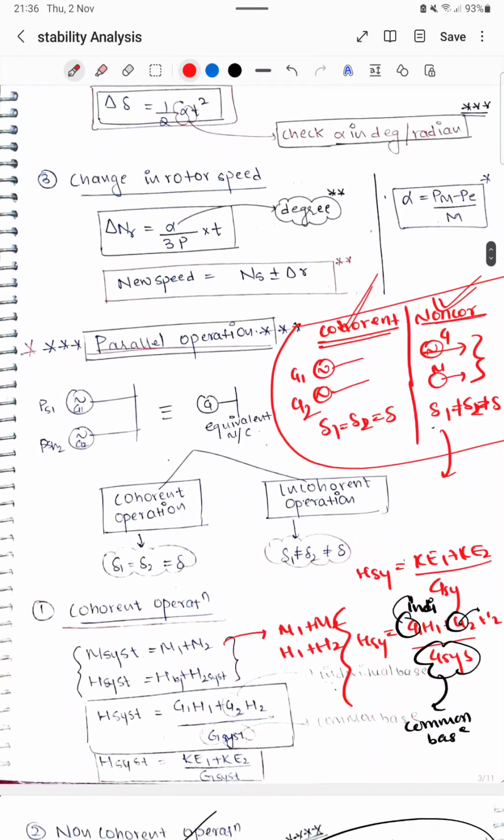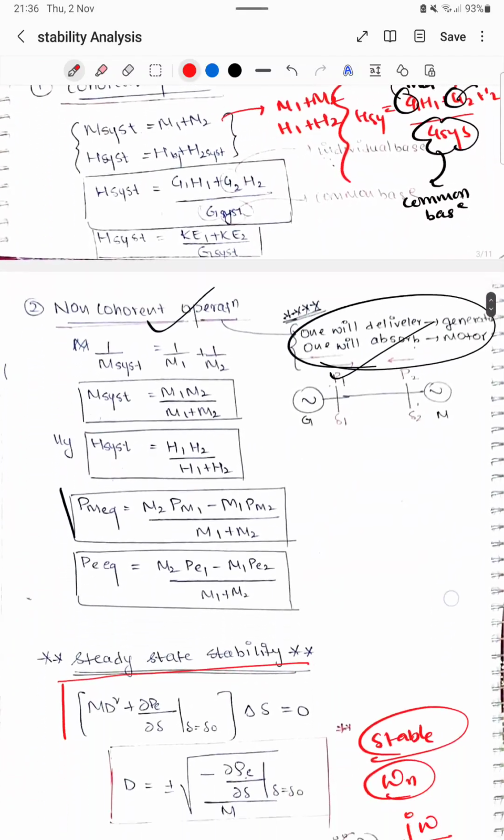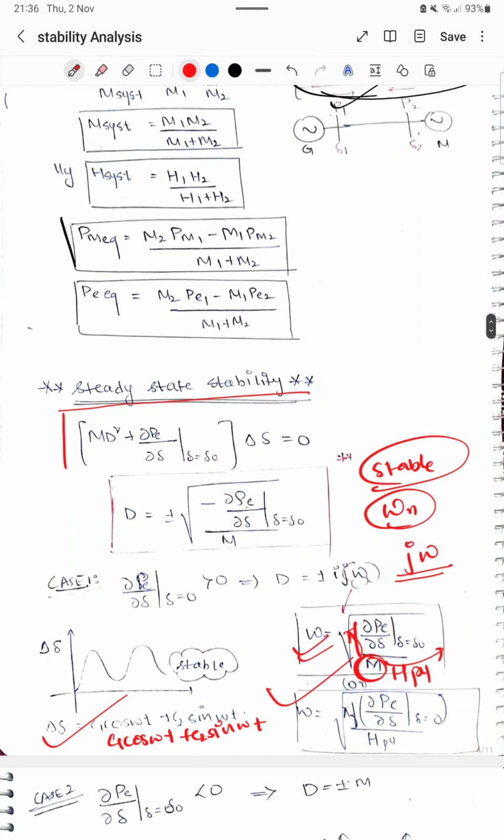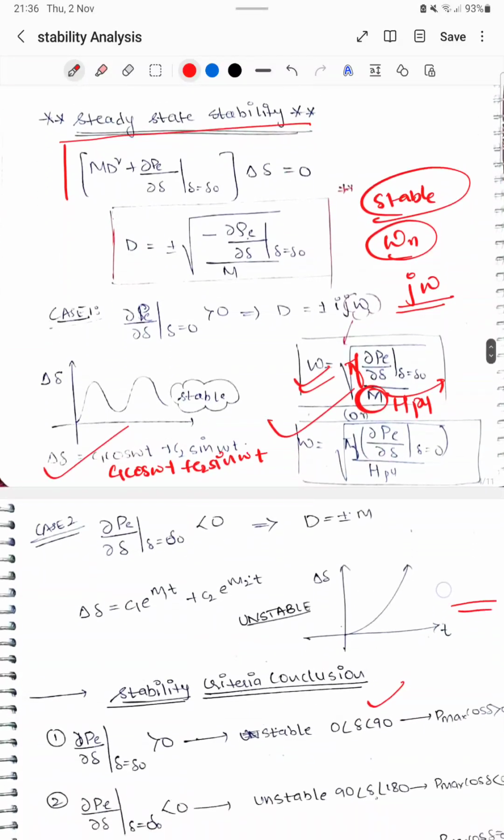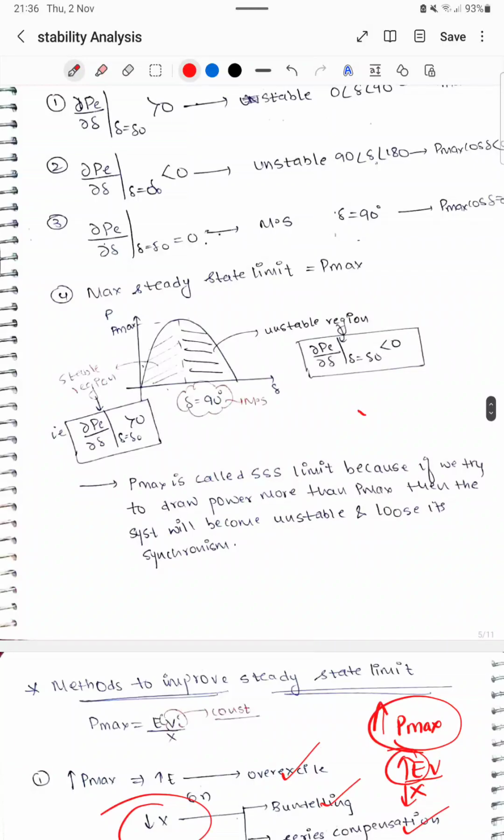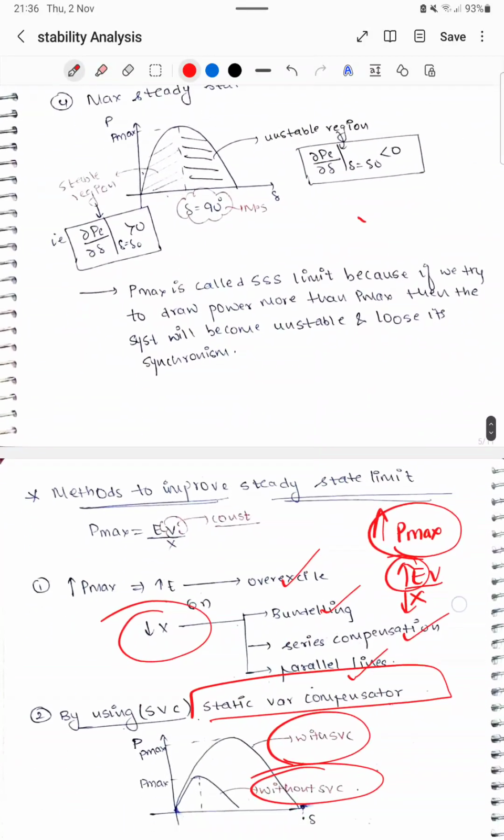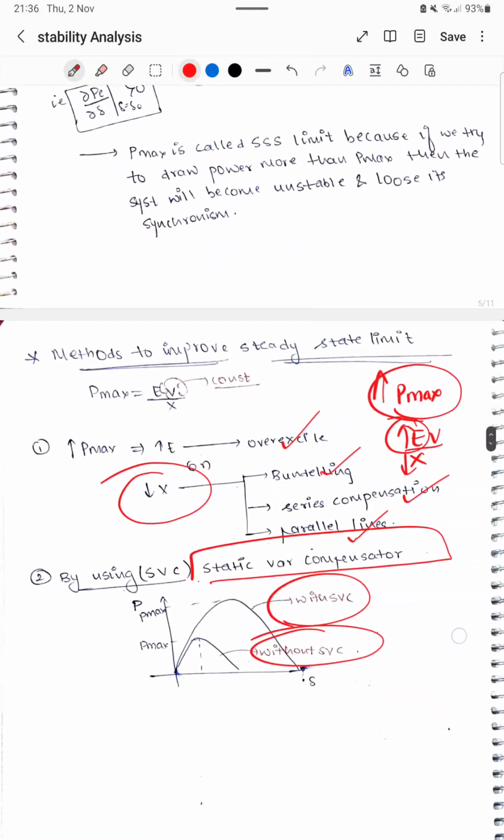Then we saw coherent operation and non-coherent operation: coherent when two generators are in parallel, and non-coherent when a generator and a motor are in parallel, and how the formula changes. Then we saw the steady state limit, dou P upon dou delta at delta equals to delta naught. We saw how the regions of stability and instability come and what the maximum steady state limit is. Then we saw how we can improve the steady state limit.